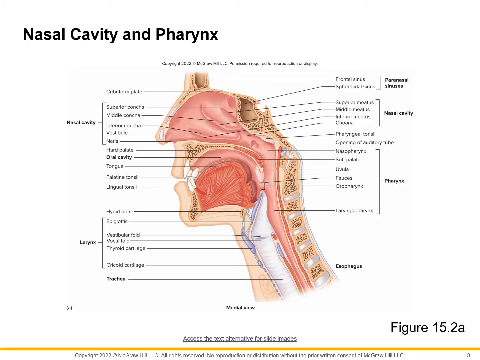This illustration right here shows us all the specific structures that we may be able to find within our nasal cavity and our pharynx. So dito pa lang po, nasal cavity and pharynx pa lang, napakarami ng mga specific parts na kailangang aralin.